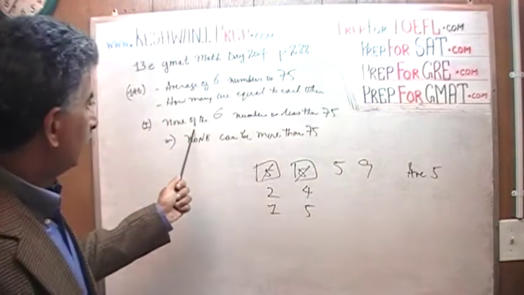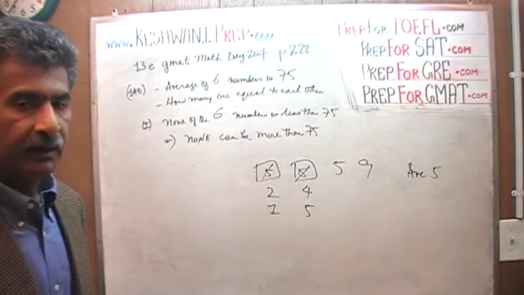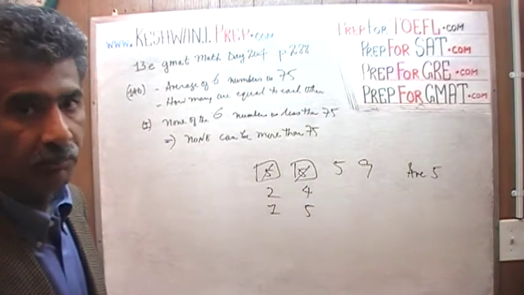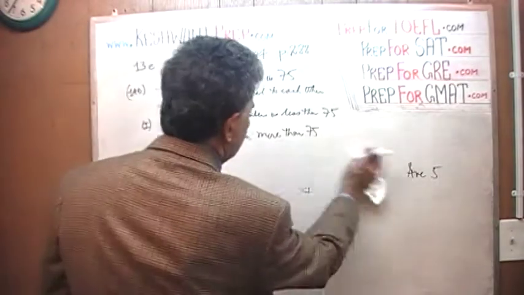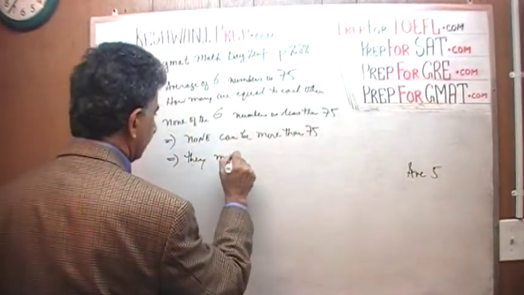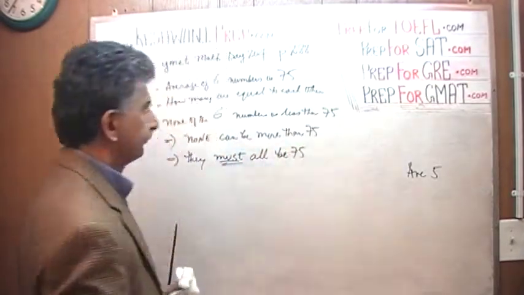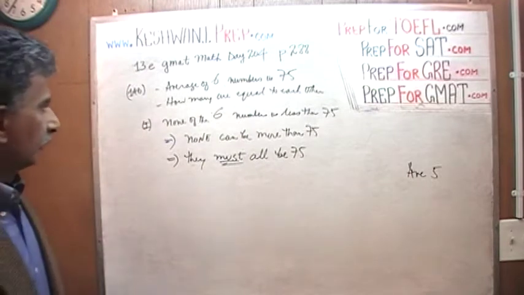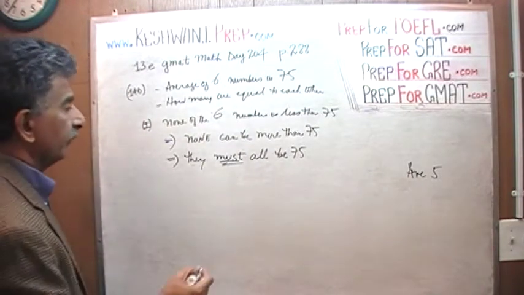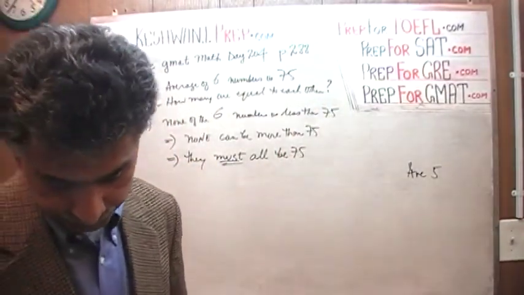Here we are told that none of the 6 numbers are less than 75. If none of them are less than 75, then none can be more than 75. They must all be 75. Voila. The question was, what was the question? How many are equal to each other? Well, 6 of them. The question was, how many of them are equal to each other? The answer is, all of them.